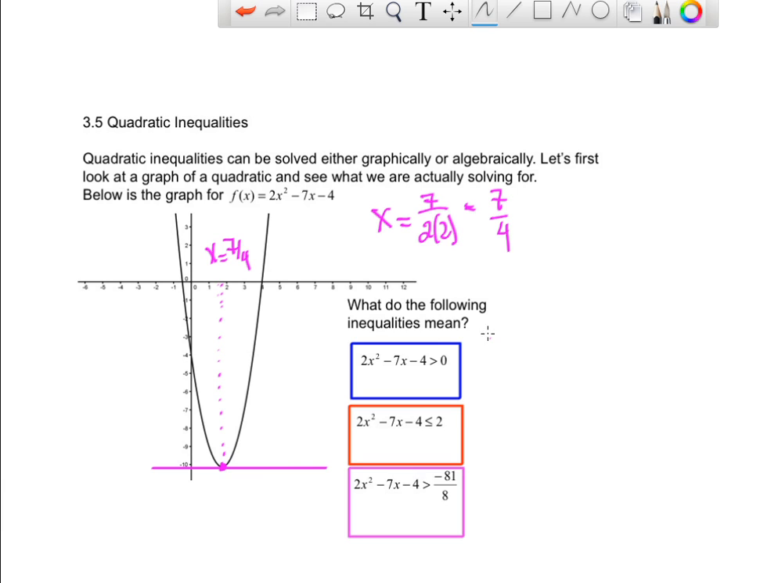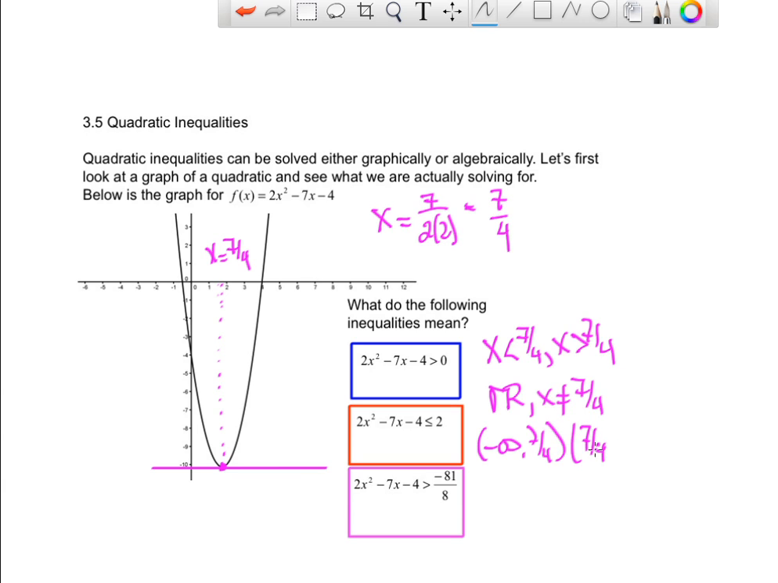You can do it different ways. You can say x needs to be less than 7/4, or x needs to be greater than 7/4. You could say it's all real numbers except x cannot equal 7/4. You have to exclude it. Or you can say it's from negative infinity to 7/4 with a round bracket, and then starting at 7/4 out to infinity, and that will be possible as well. So you have some choices here, but just keep in mind that you cannot include this point here.